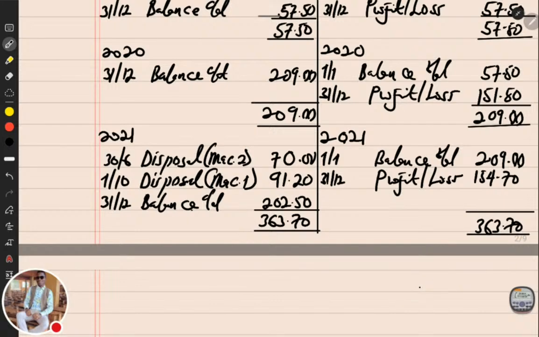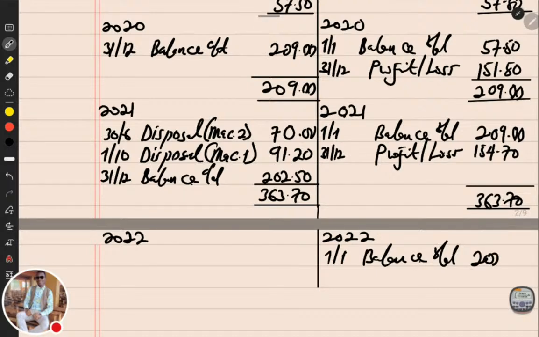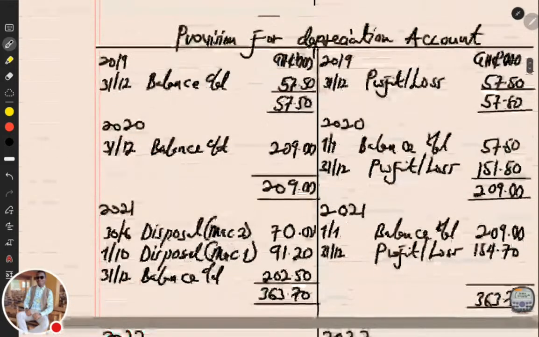So once we have balance carry down, then we're supposed to have what? Brought down. So we'll have it also coming up here as 2022 to just record our brought down issue there. So we have it at the credit side. 1st January, balance brought down as what? 202.5. And you are done. This is how we go through also the provision for depreciation.